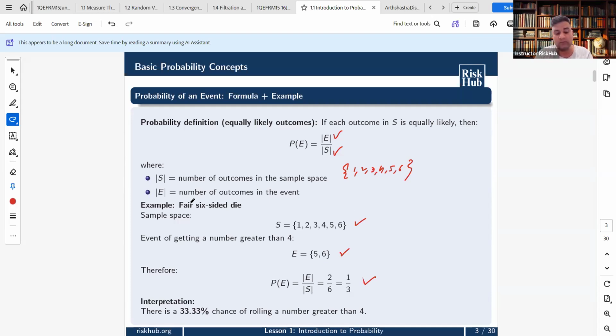Finance connection here: this formula works only for equally likely outcomes. In finance, outcomes are rarely equally likely. For example, returns might be minus 10% with probability 5%, return might be 0 with probability 60%, plus 10% with 35%. Now simple counting breaks. We move to probability distributions: normal distribution, lognormal distribution, Poisson distribution, later stochastic processes. We need to understand all of those, so keep that in mind.